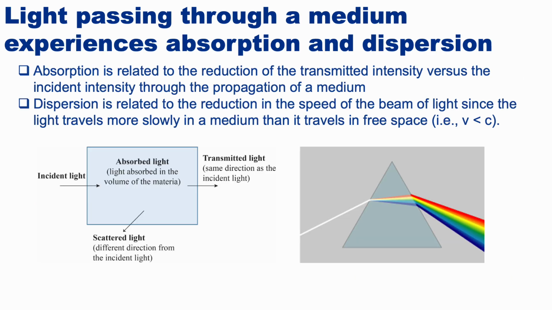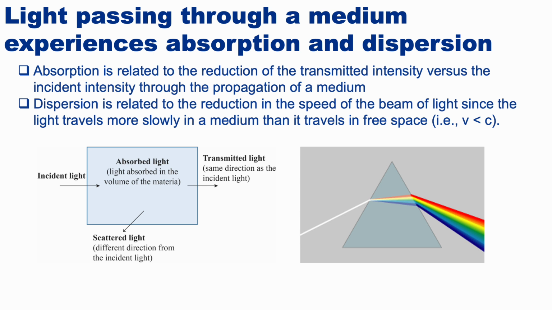So let's talk. So this is so far what we wanted to revise as what is going on when we are assuming Maxwell's equations with monochromatic plane waves. But let's think about the effects on light when it passes through a medium. When light passes through a medium, it is going to experience absorption and dispersion.